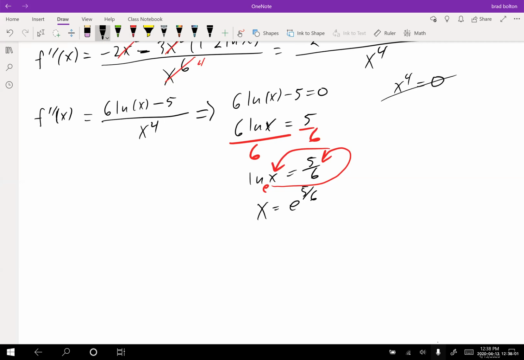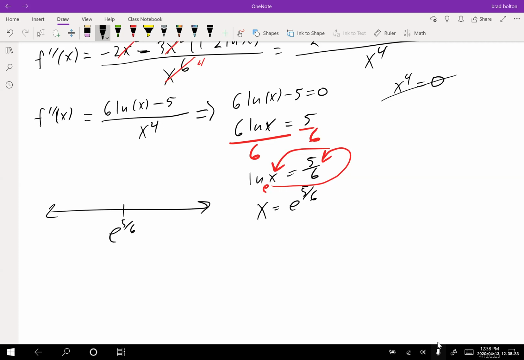This is our critical number. It is legal, it's allowed to use. I'm sorry, not a critical number. It's from the second derivative, but it is what makes the second derivative 0. So I'm going to draw my little number line. So this is e to the 5/6. And remember, critical numbers are what make the first derivative 0 or does not exist, not the second. This is something else. So this is a number that we're going to use to test for concavity. Sometimes it will be the same number from the original first derivative, but usually it's not.